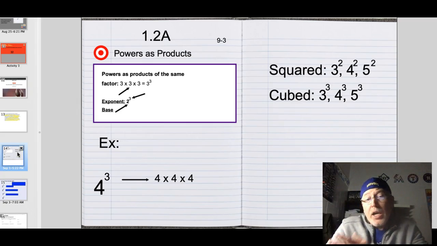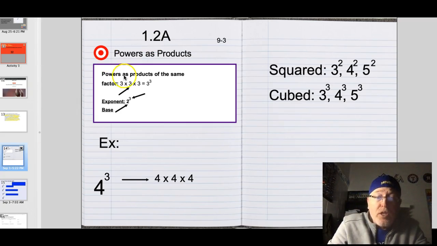Here's what you saw in the video. You saw powers as products of the same factor, or it's just when you take a number like 3 to the third and you break it down into its base and break it down into multiples of itself. So 2 to the third would be written as 2 times 2 times 2. Here's the example from the video, 4 to the third. 4 times 4 times 4.